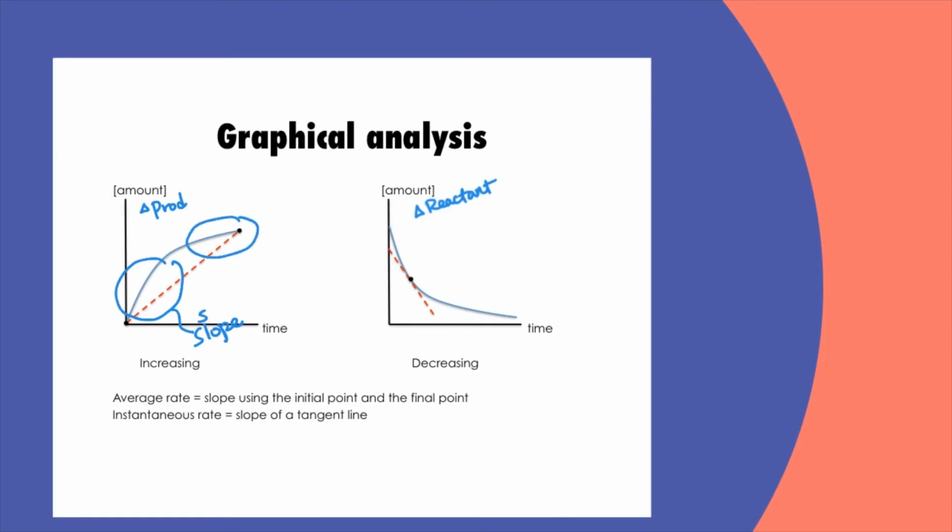To calculate the average reaction rate, you can simply use the initial point and the final point to draw a line and find its slope. The slope would be rise over run, where the rise is the change in the amount, and the run is the change in time.